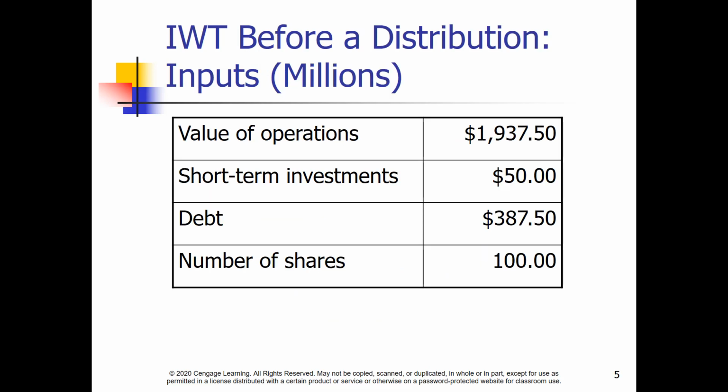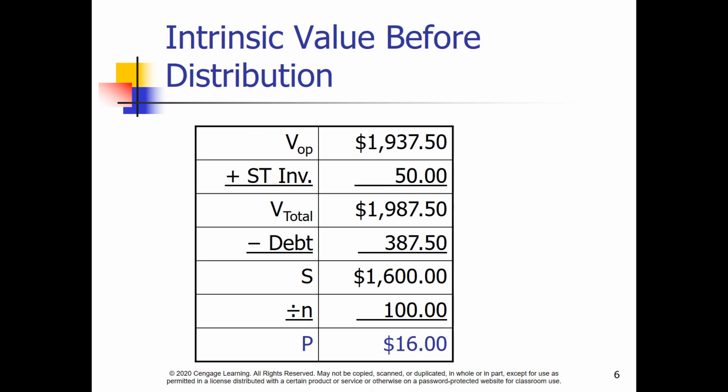Continuing with IWT from the mini case, they've decided to distribute $50 million to their shareholders, presently held in short-term assets. We'll look at the impact of making this distribution as a cash dividend versus as a stock repurchase. The intrinsic value of the stock before any distribution is shown in the table above, $16 a share. This is found as the value of operations plus short-term investments minus debt, which is the value of equity, divided by the number of shares outstanding.